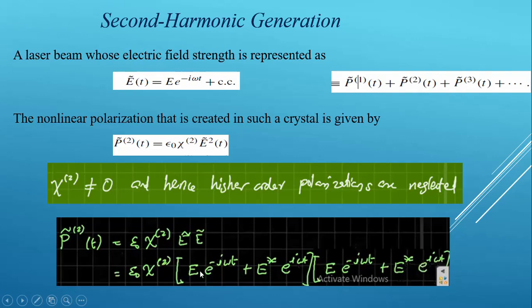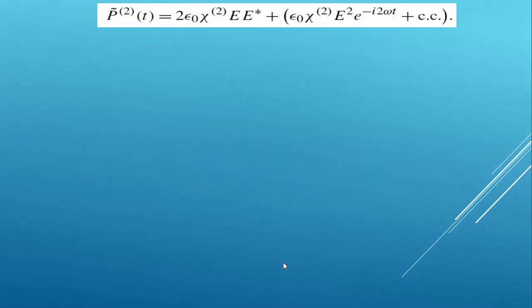That will be E into E star. So we have the second term, E star raised to I omega t into E raised to minus I omega t. That is also E into E star. So this is 2 times E into E star. So after multiplying these terms, we can summarize that P2 of t is equal to 2 times epsilon 0 chi 2 E into E star plus epsilon 0 chi 2 E square e raised to minus I 2 omega t plus its complex conjugate.